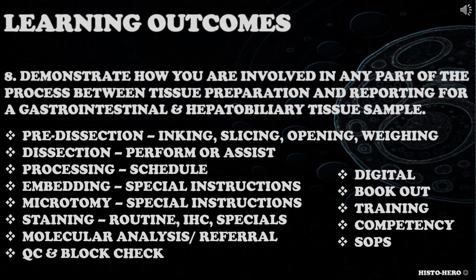The eighth learning outcome is for the candidate to demonstrate how you are involved in any part of the process between tissue preparation and reporting for a gastrointestinal and hepatobiliary tissue sample. What is your role in the process between tissue preparation and reporting for gastrointestinal and hepatobiliary samples? Consider pre-dissection steps like inking, opening, and your involvement during dissection, processing and the schedule used and why, embedding and any special instructions, microtomy and any special instructions, staining, QC, block check, digital scanning, and issuing slides to pathologists. This is very individual and depends on the training and competency of the candidate.